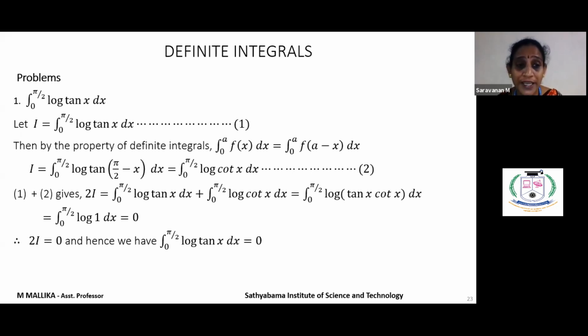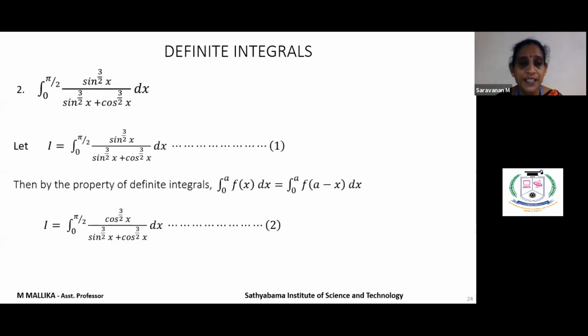So we have 2I equal to 0, or integral I is equal to 0. Therefore, integral 0 to pi by 2 log tan x dx is equal to 0. So the function looks actually difficult, but you get the answer very quickly and very easily when you use this beautiful property: integral 0 to a f of x dx is equal to integral 0 to a f of a minus x dx. This is a similar problem to your first problem.